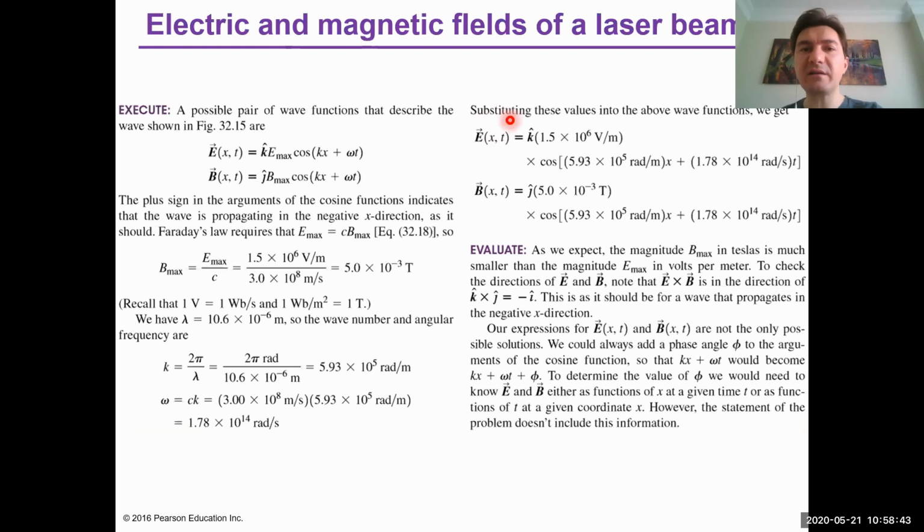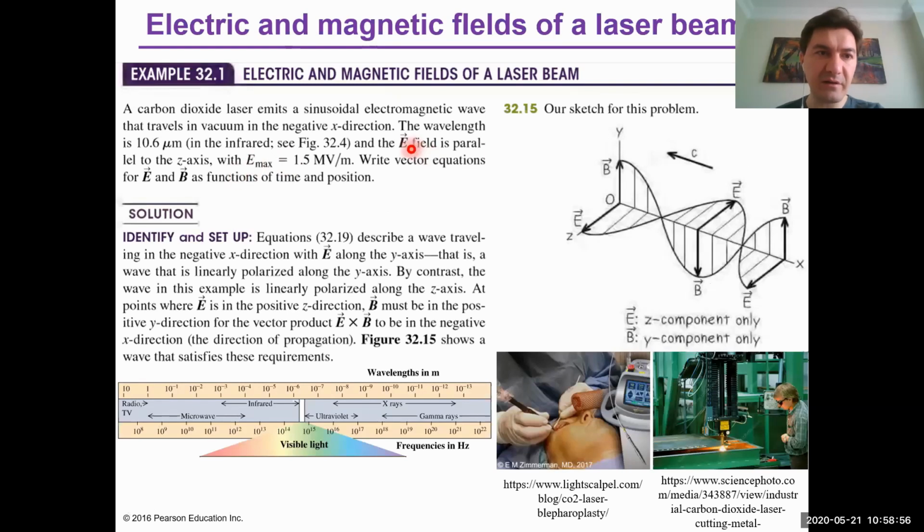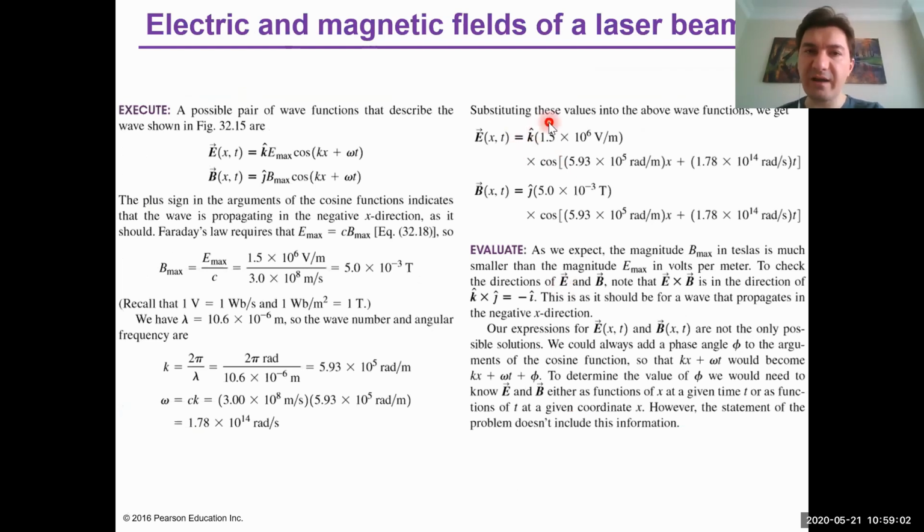In order to write the electric field as a function of x and t, just put E max here. This is k-hat, because the electric field is parallel to the z-axis. We use here the unit vector for the z-axis. Then this is the maximum electric field, and cosine, instead of k, just use this one, x plus, instead of omega, just use this one we have calculated here. So just do the same for the magnetic field. We have calculated B max here, put it there, and k times x plus omega times t.